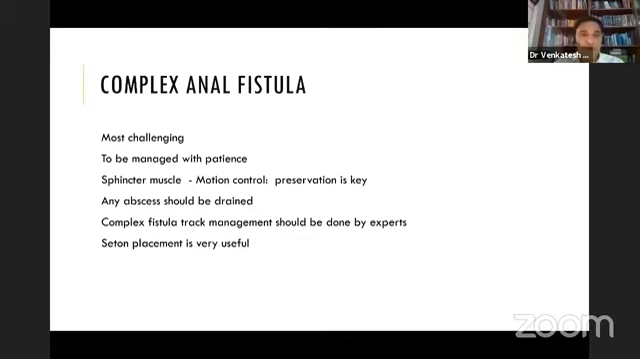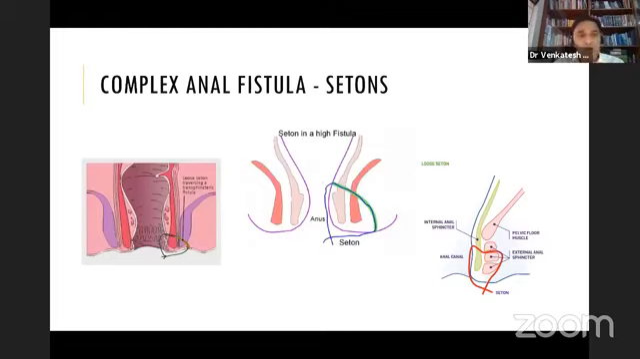So we'll talk about seton placement in a minute. When you have a complex fistula and there is infection, and there's a lot of muscle involved, the simplest thing which I often do, and a lot of colorectal surgeons will do, is to put in something called a seton, which could be a suture material or a rubber sling, through the track. So I told you these are tracks, as you could see.